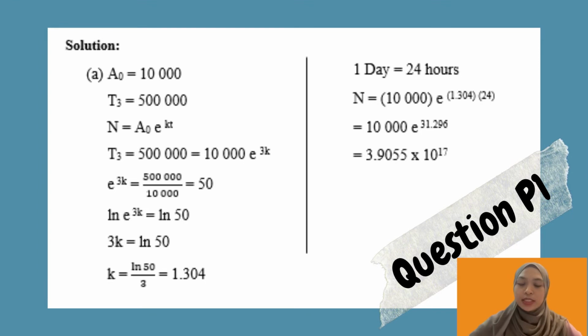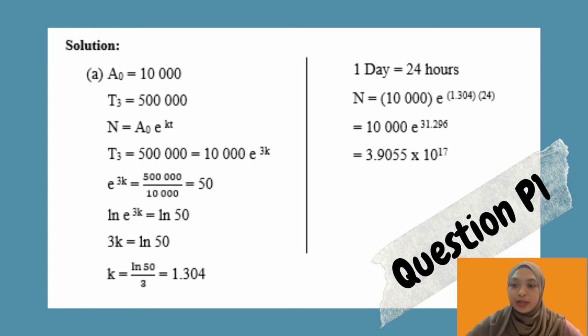To answer question P1A, we need to find the population after 1 day. The equation used is N equals A initial times e to the power of KT. A initial, which is the initial population of the bacteria, is 10,000, with the K constant and T being 1 day.